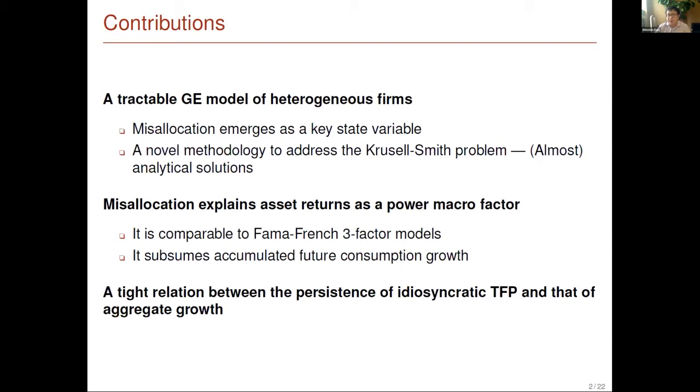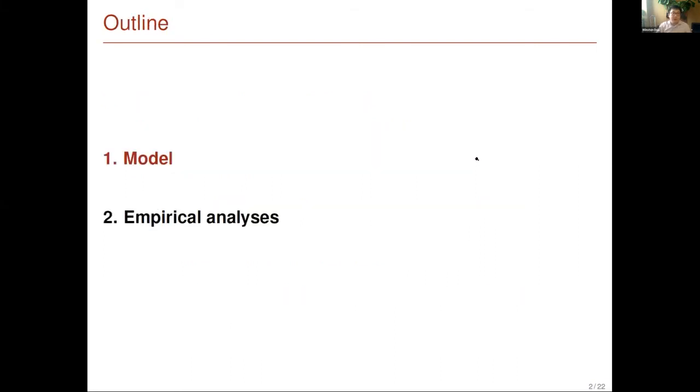Of course, if you believe this model we build up, this mechanism we build up. Okay, so now let's jump into the model.